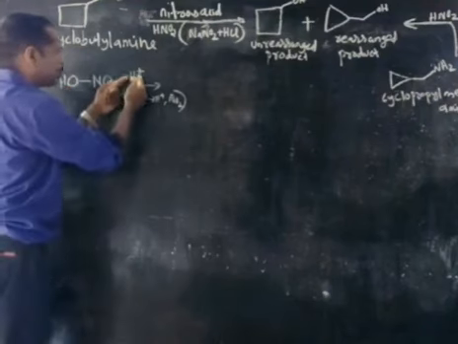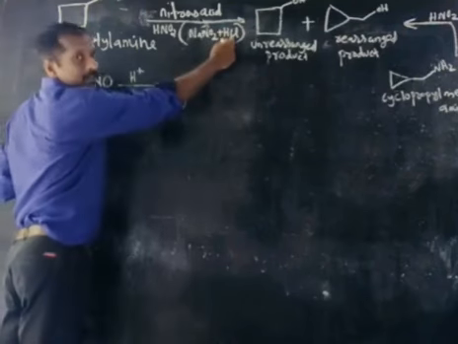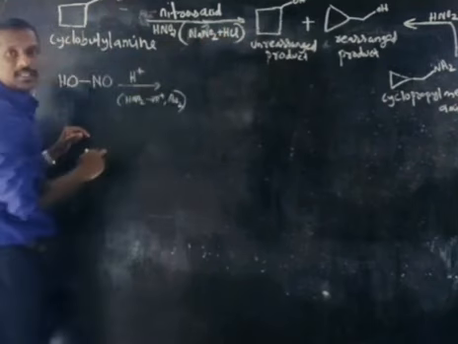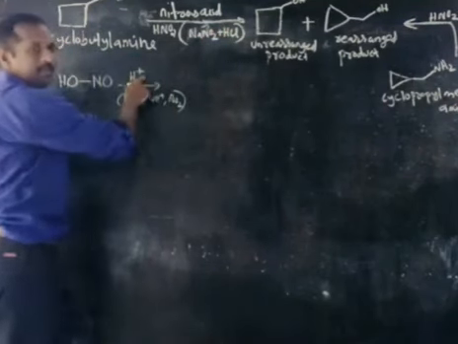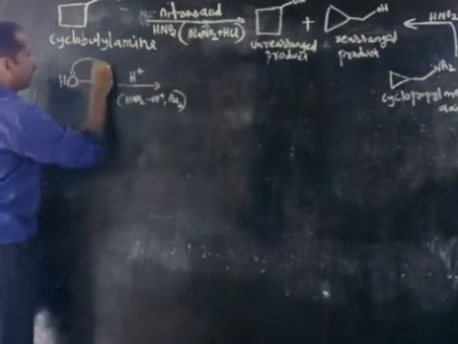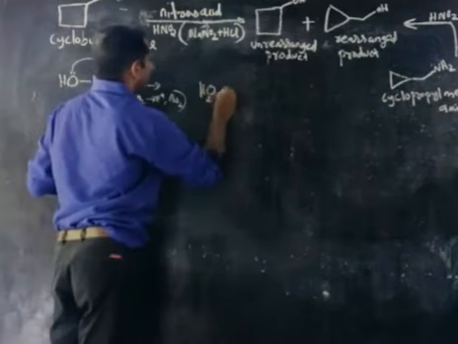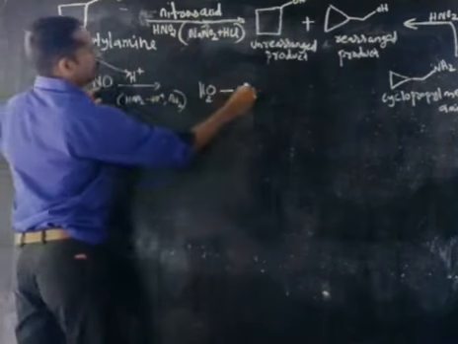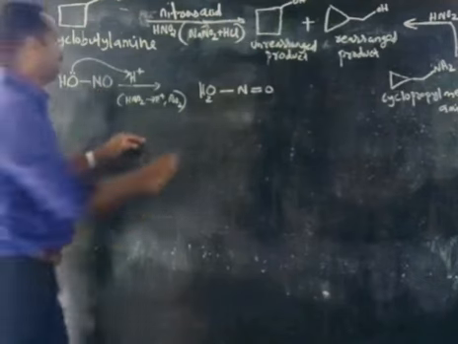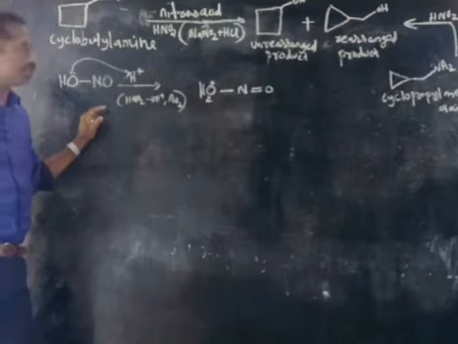This H plus can come from the same HNO2, or from some other acid. If you are taking NaNO2 and HCl, HCl is also present in the mixture, so H plus can come from HNO2 or some other acid. The lone pair on the OH will attack this H plus, and you get OH2NO. The actual structure of this NO is N double bond O. Since the lone pair is attacking H plus, this oxygen is getting a positive charge.